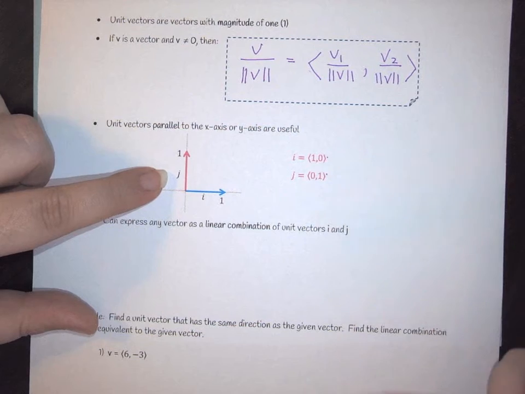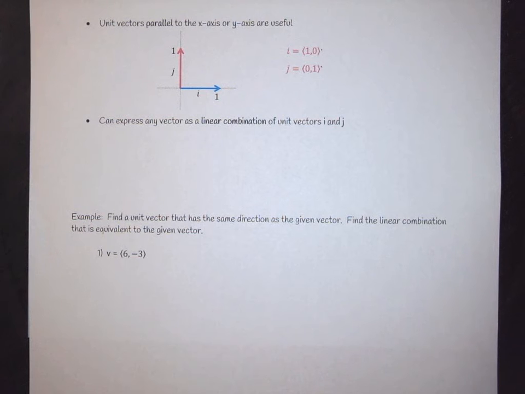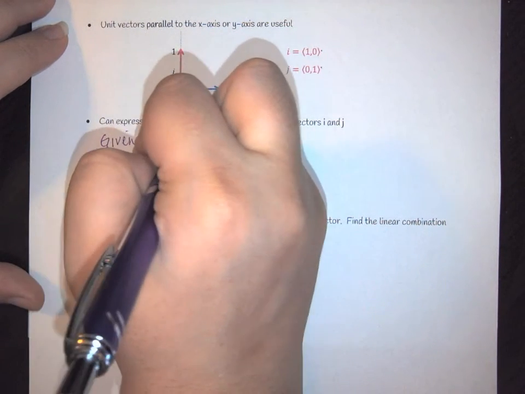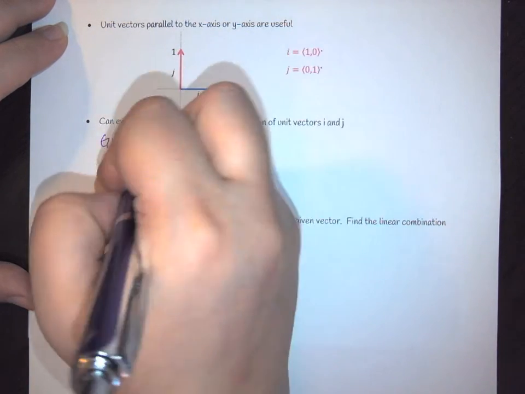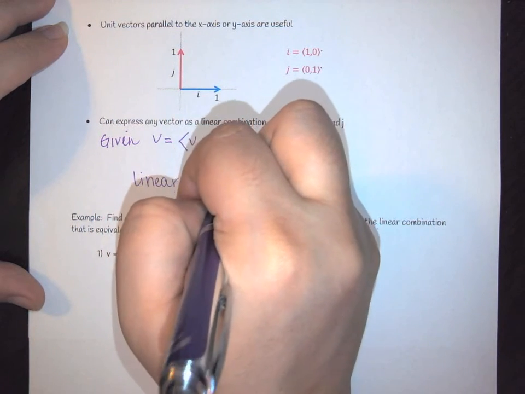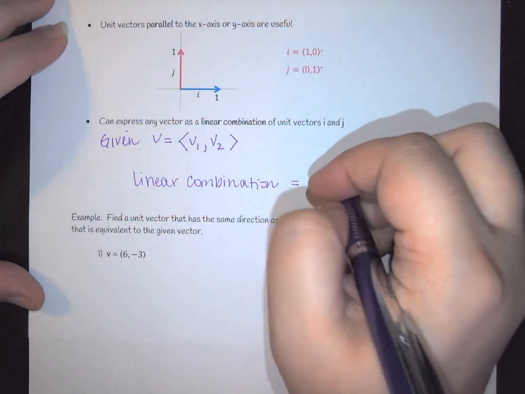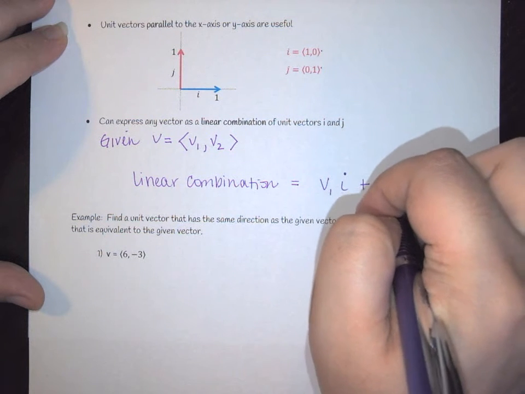Now, we use i and j when we write linear combinations. So those ideas help us to be able to express the vector we have as a linear combination. So for example, if we are given that v is equal to the component form v1, v2, then your linear combination would be in the form v1i plus v2j.